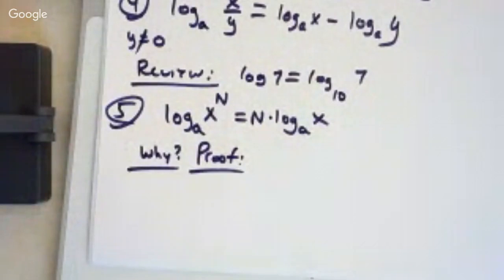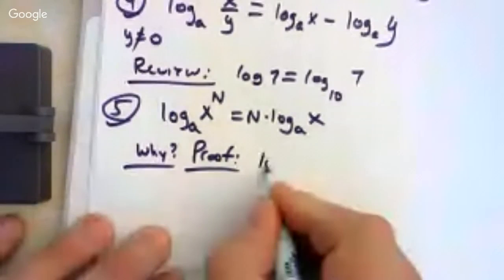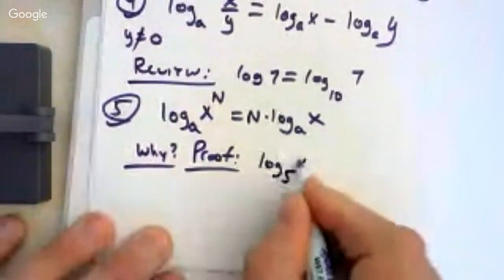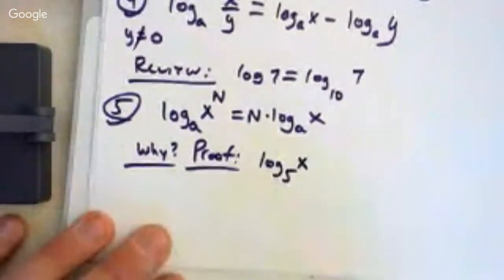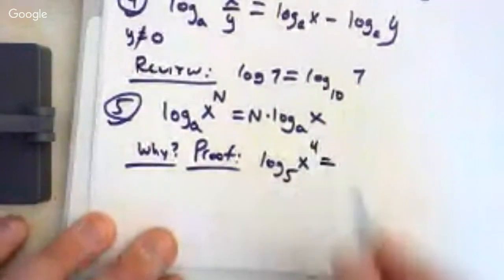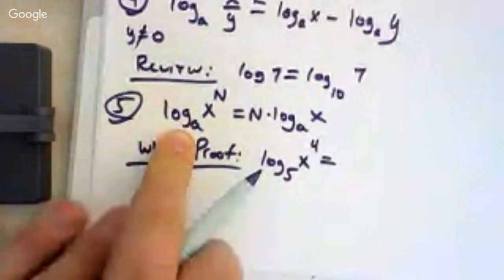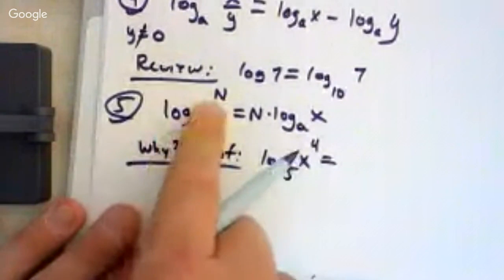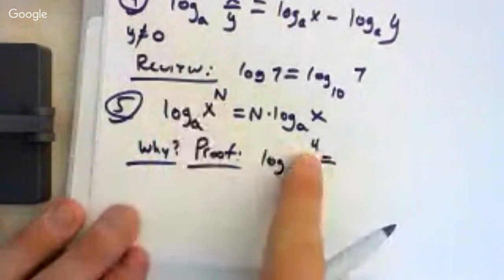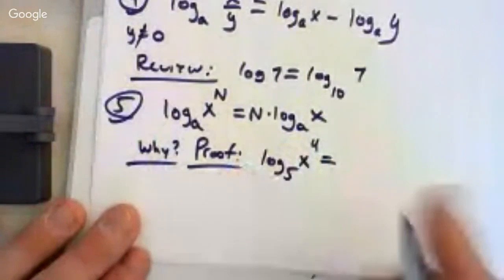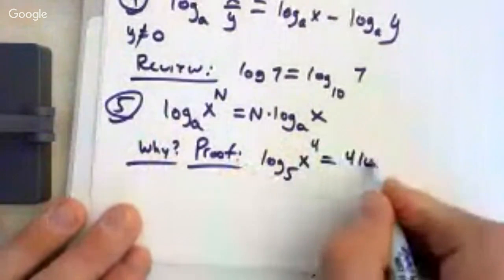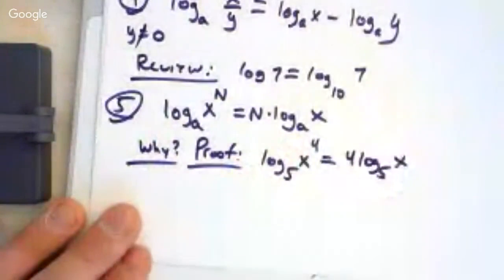So the proof, we're going to start with something and prove that it's equal to what we hope it's equal to. So I'm going to start with log base 5 of x to the 4th power. I don't know what x is, but it doesn't really matter. Now using that property, we should be able to show that that's equal to what? Well, what are we going to do with the exponent? We're going to bring it down and make it a coefficient.